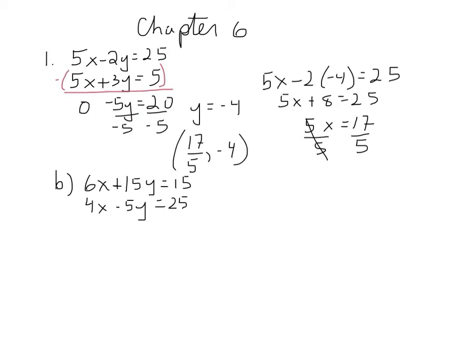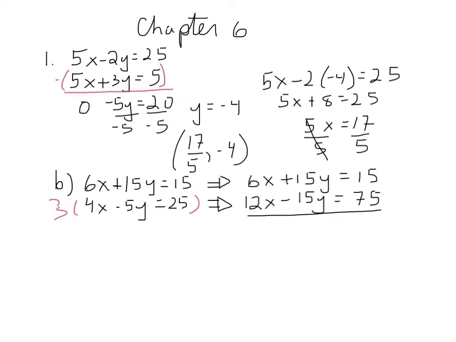For this example, I'm going to use elimination again, but I'm going to multiply the second equation by 3 so that this 15y will cancel out. Okay, now I'm going to add the two equations. I get 18x equals 90, and I divide by 18, and I get x equals 5. So we have x equals 5.